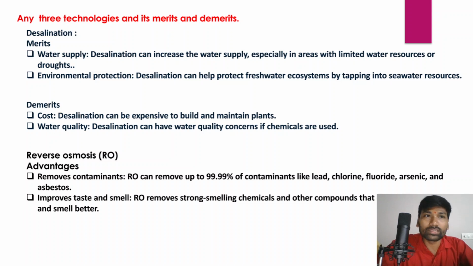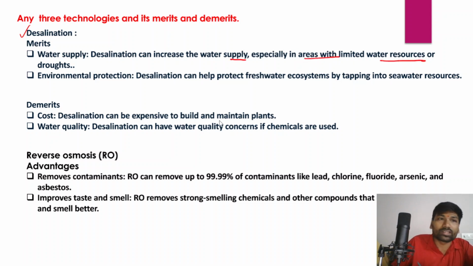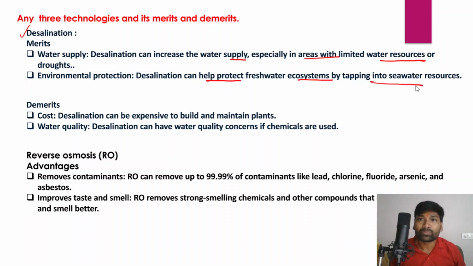So, three technologies and their merits and demerits. For example, desalination. When we talk about the merits of the desalination technique: water supply, desalination can increase water supply, especially in areas with limited water resources, or even areas where drought is a more common phenomenon. Environmental protection, so desalination can help protect freshwater ecosystems by tapping into seawater resources.